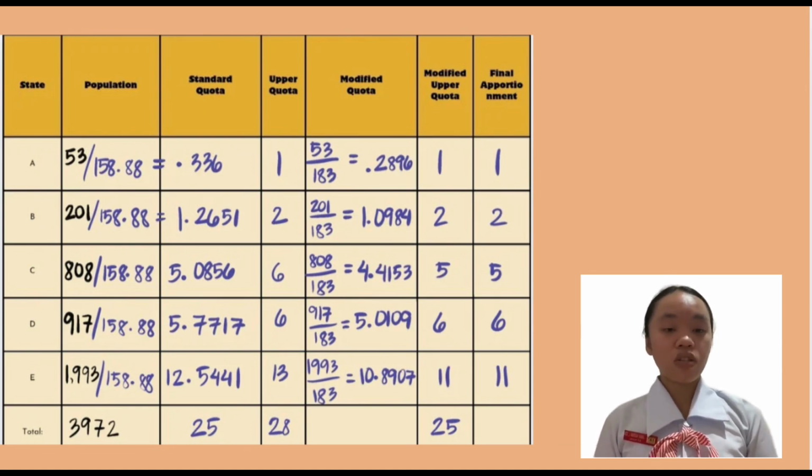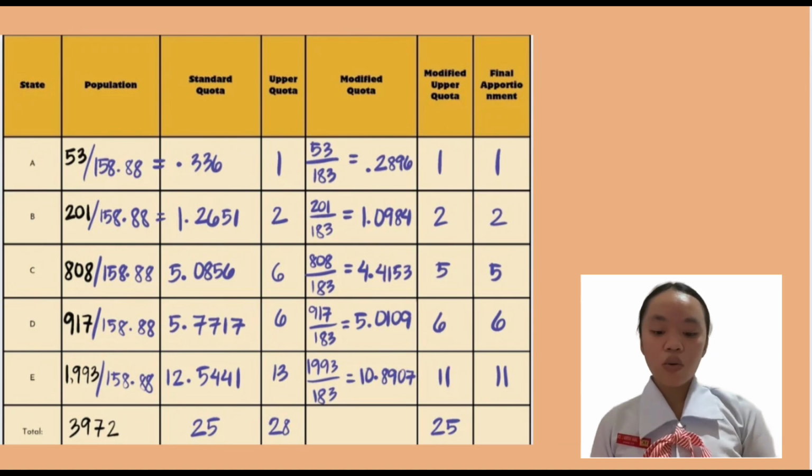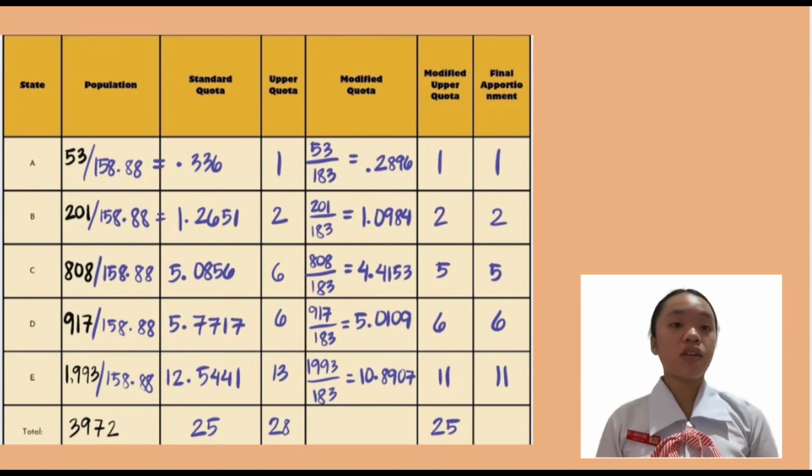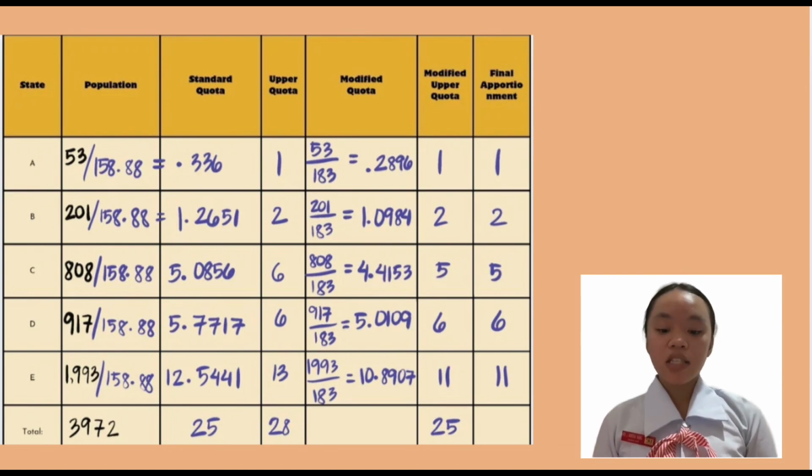For example, I used 200, but I didn't put the computation of 200 since it gives me an upper quota of 23, which was too low. So I have to decrease the divisor in order to get a larger result. I need something in between 158.88 and 200. To save time, I have found out that 183 is a good thing to guess.